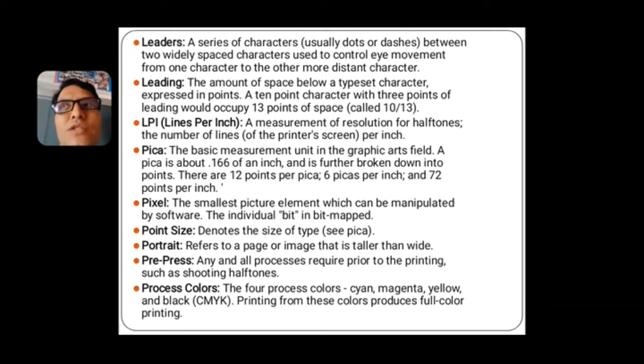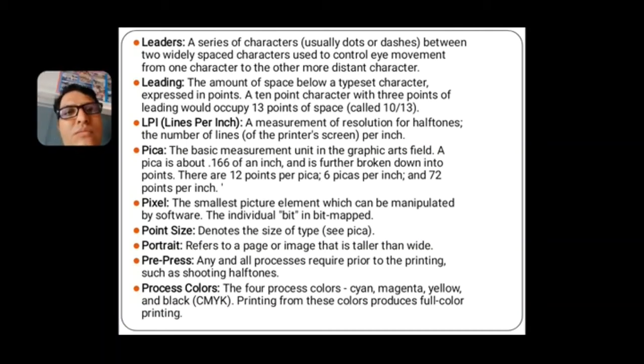What is a bit? Either 0 or 1. Here the bit is a pixel. Okay, point size. Next our terminology is point size. It denotes the size of type. Point size specifies the size of a type.